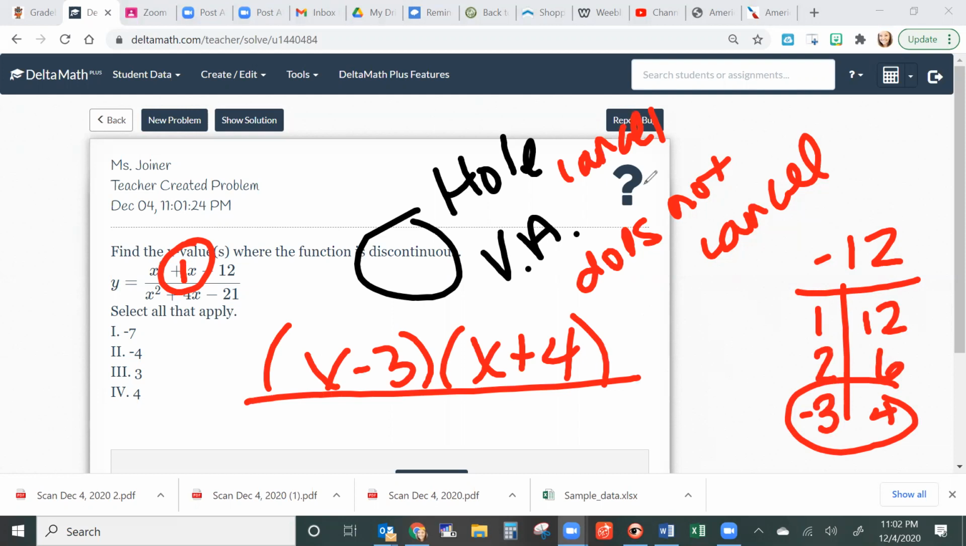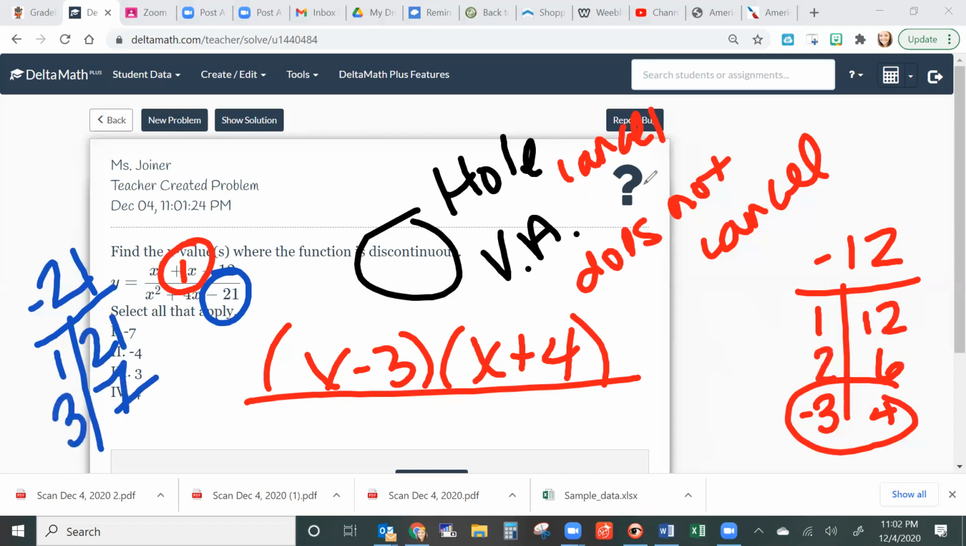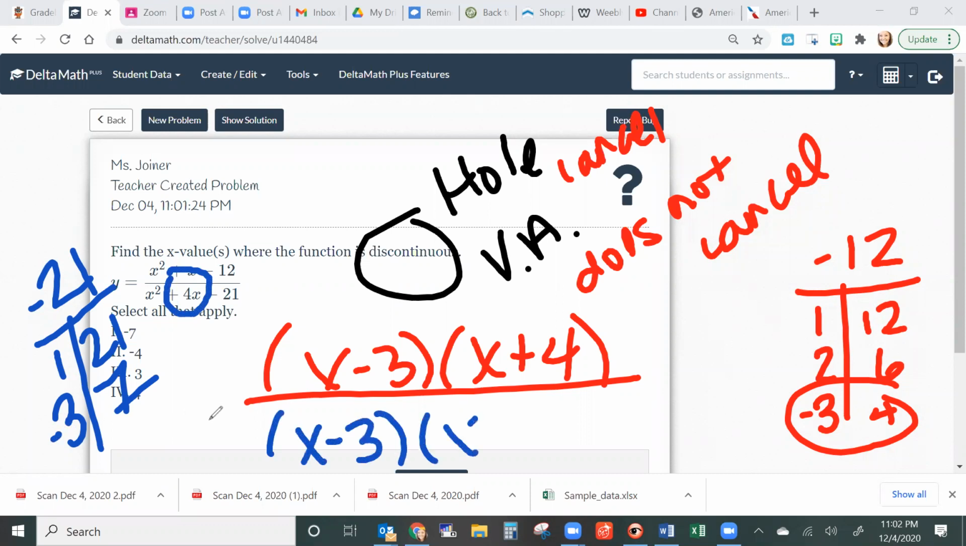On the bottom, I have a t-chart again, negative 21. I have 1 times 21 or 3 times 7. Those are the only two numbers I can think of. Then look in your middle here. I see that I want to have a 4 left over. So if I want a plus 4, that means I need to do 7 minus 3. So I'm going to have an x minus 3, and I'm going to have an x plus 7.